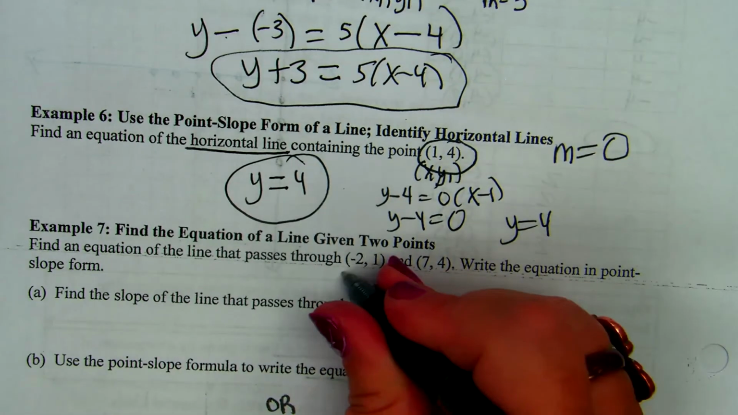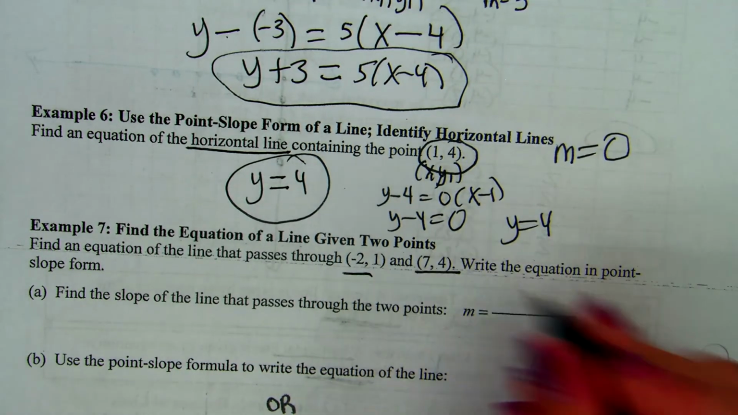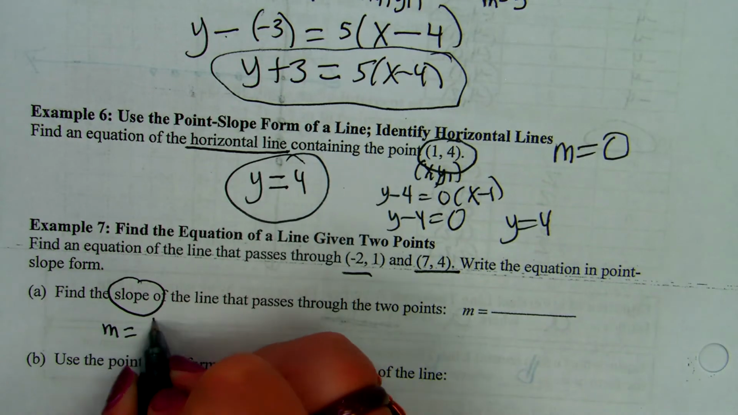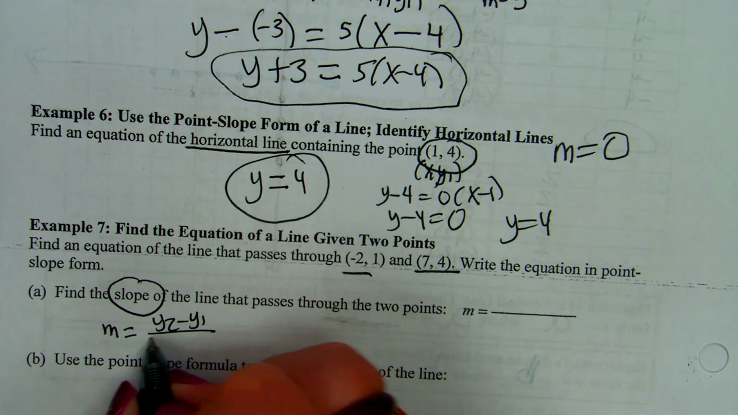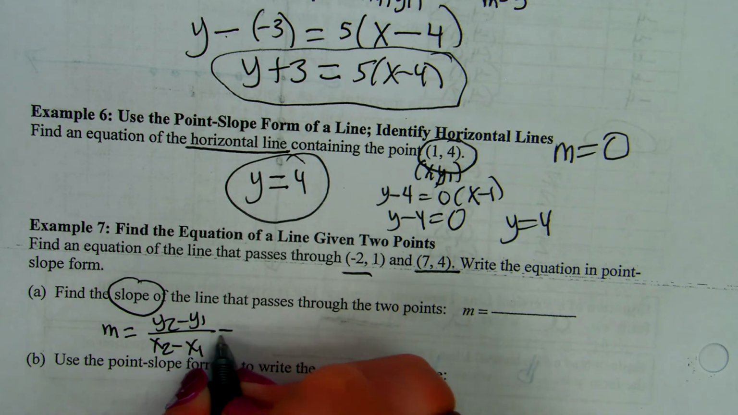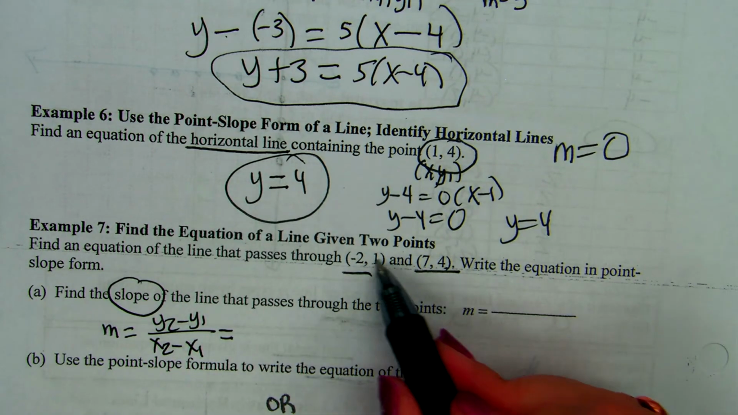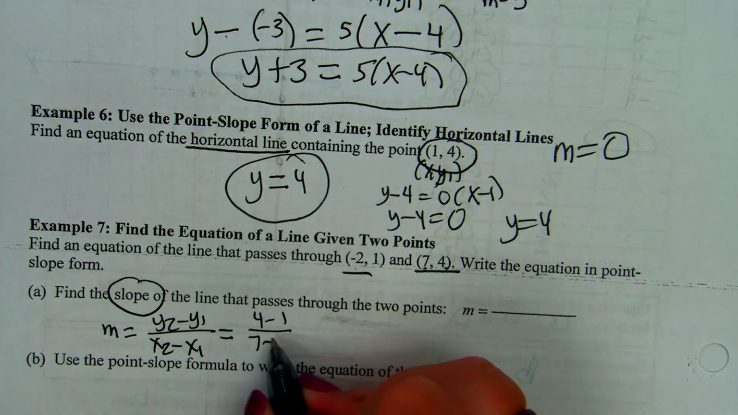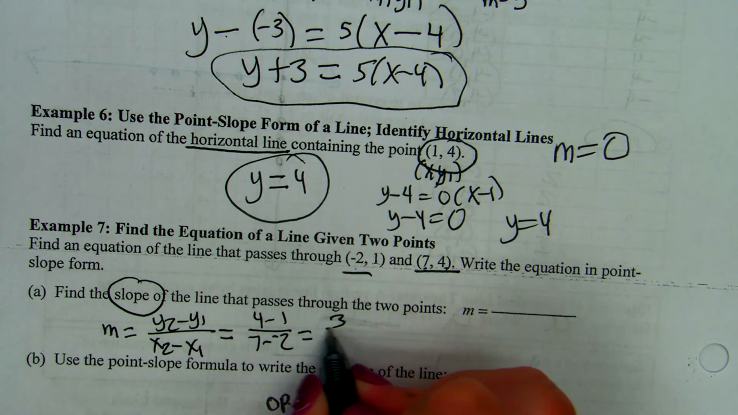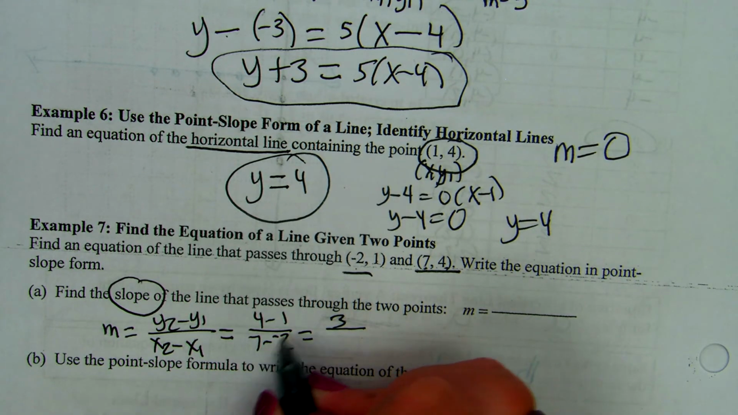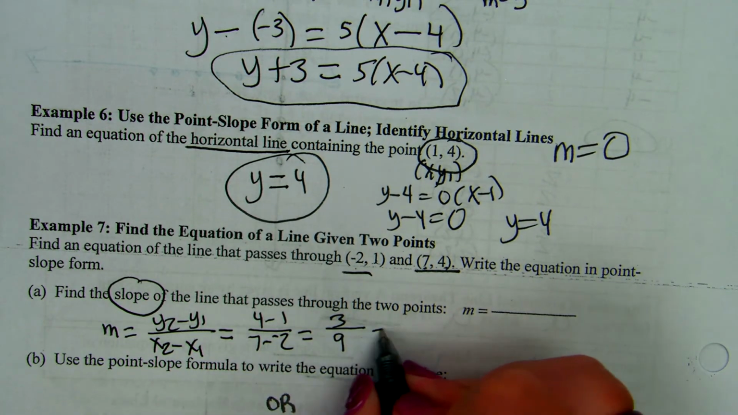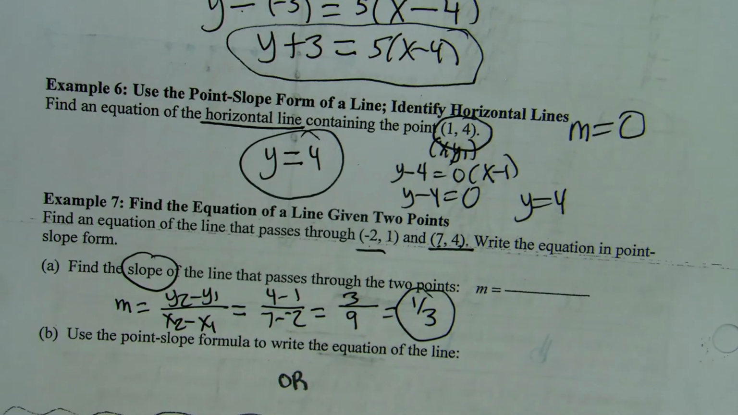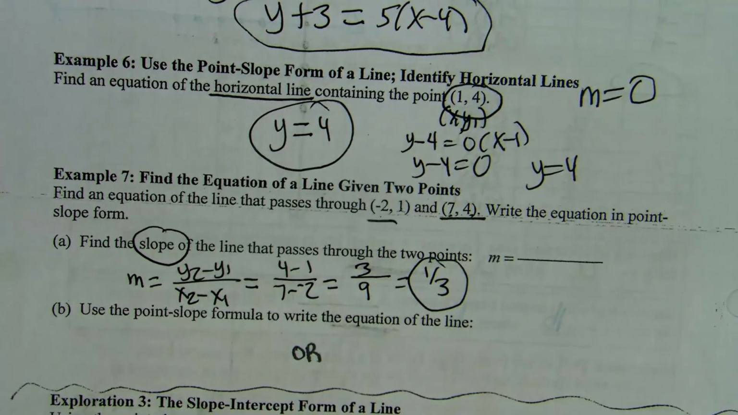If they give us 2 points, they want us to write it in point slope form. So first we have to find the slope. y2 minus y1 over x2 minus x1. 4 minus 1 over 7 minus negative 2. 3 over, minus and minus is a plus, 9. 3/9 is 1/3. That's the slope. And you can use either of these points for our point slope form.